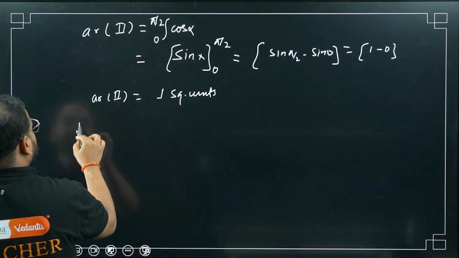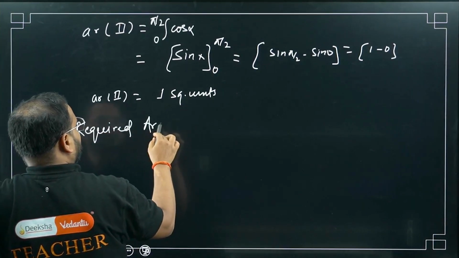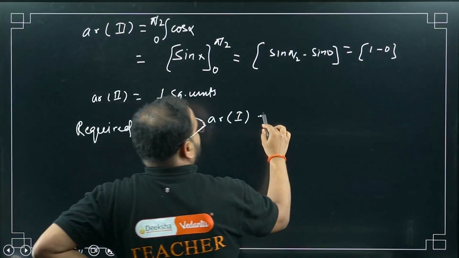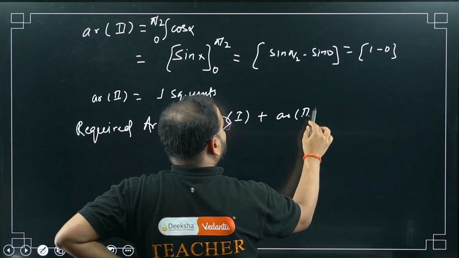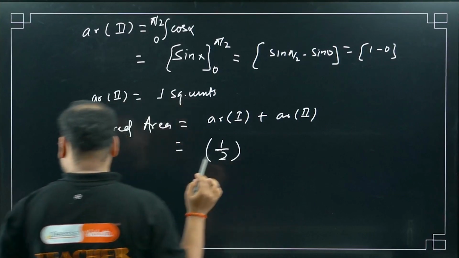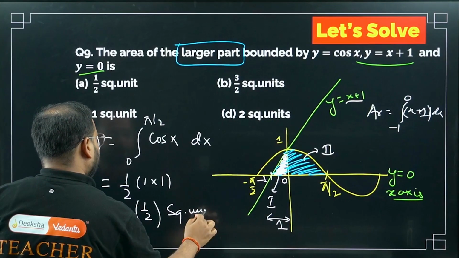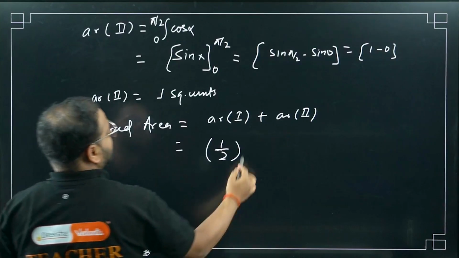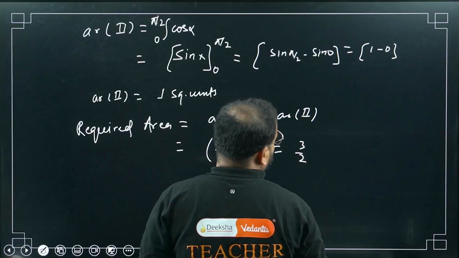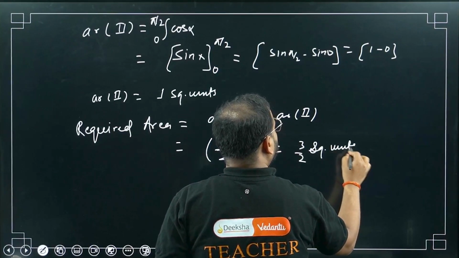What is the required area? My required area is going to be what? Area of part 1 plus area of part 2. What is part 1 area? 1 by 2, have a look. 1 by 2 square units. Part 2 area is simply 1. Sum is what? 3 by 2. 3 by 2 square unit. My final answer.